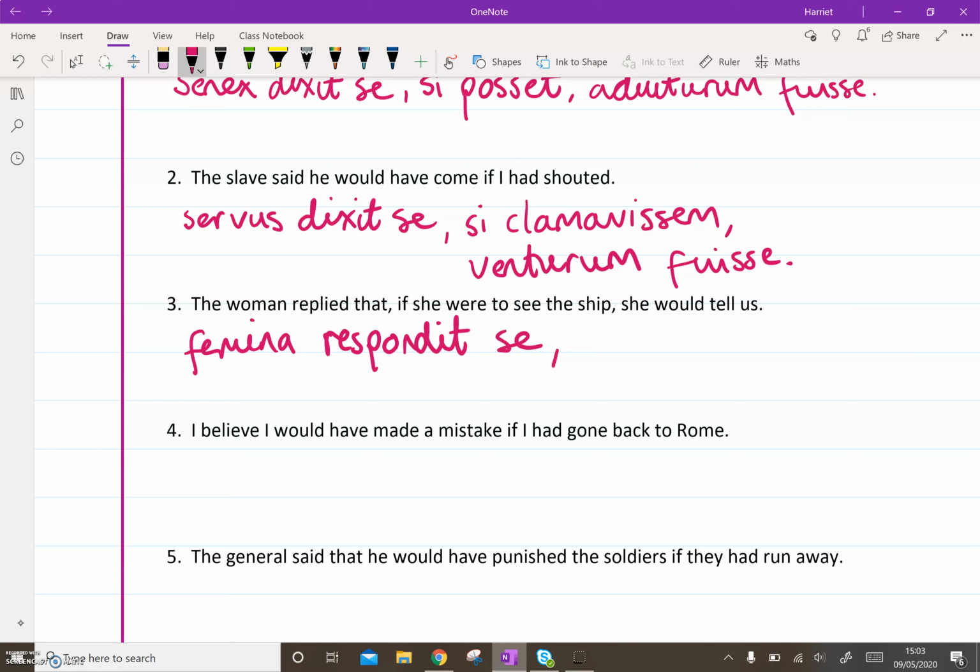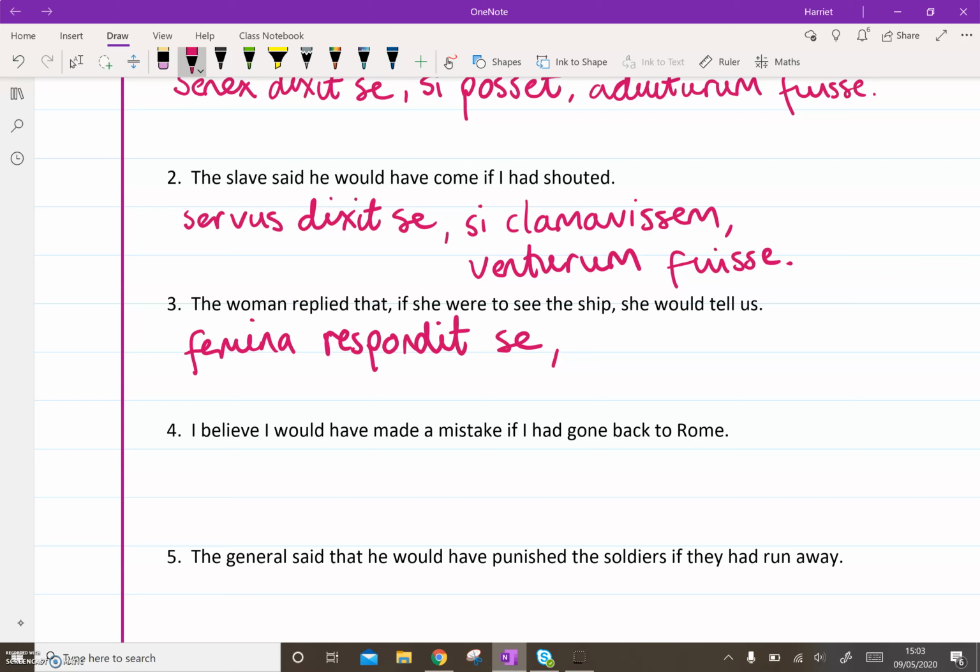Now we've got to establish, firstly, it's historic because she replied. So that means we need either a pluperfect subjunctive or an imperfect subjunctive. And the only way that we can decide between them is to establish whether the potential action, the if clause, would be completed or if it's incomplete and ongoing. If she were to see the ship, she would tell us. She has to see that ship before she tells them. So therefore, it's a completed action.